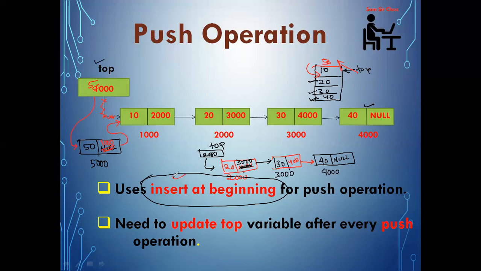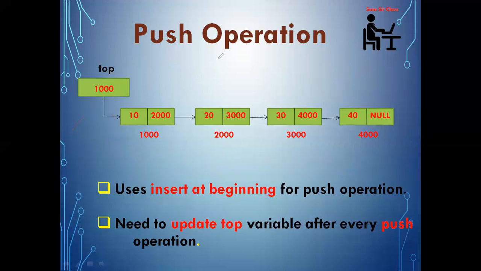And this is what internally we are implementing, the concept of insert at beginning for push operation. After every push operation, you are updating the top value. That's why top is pointing to the first element of the list. So this is all about the push operation.